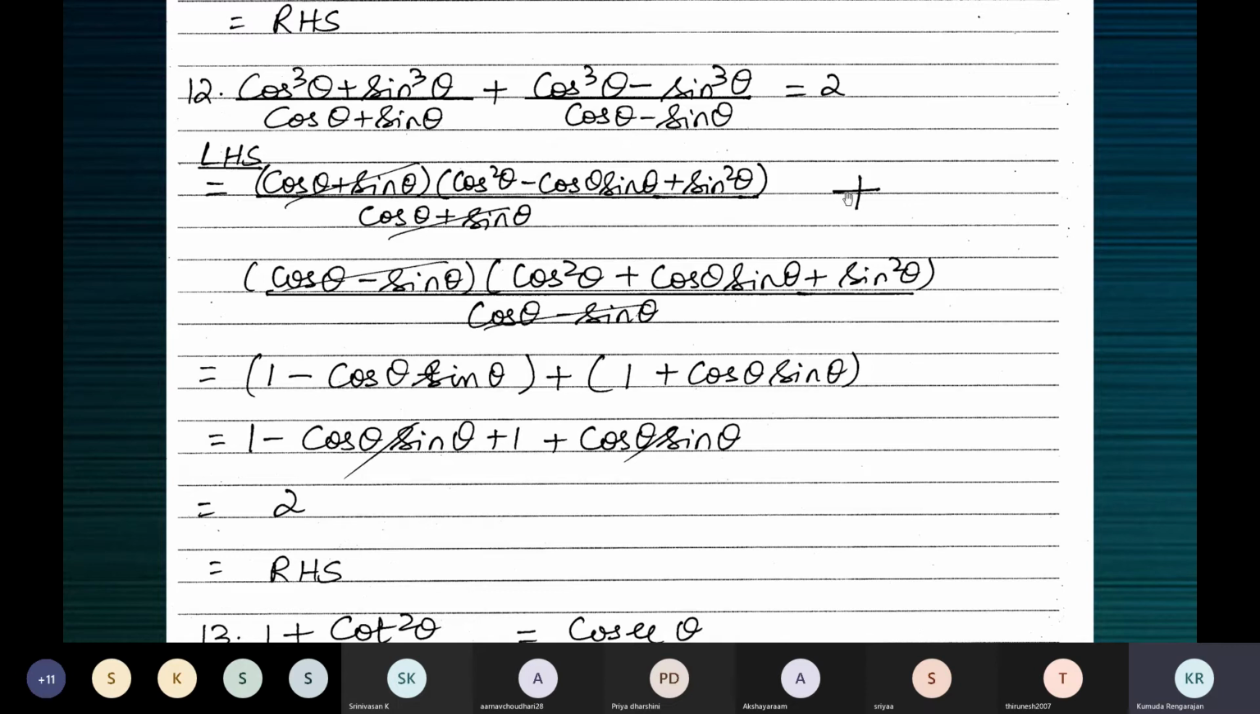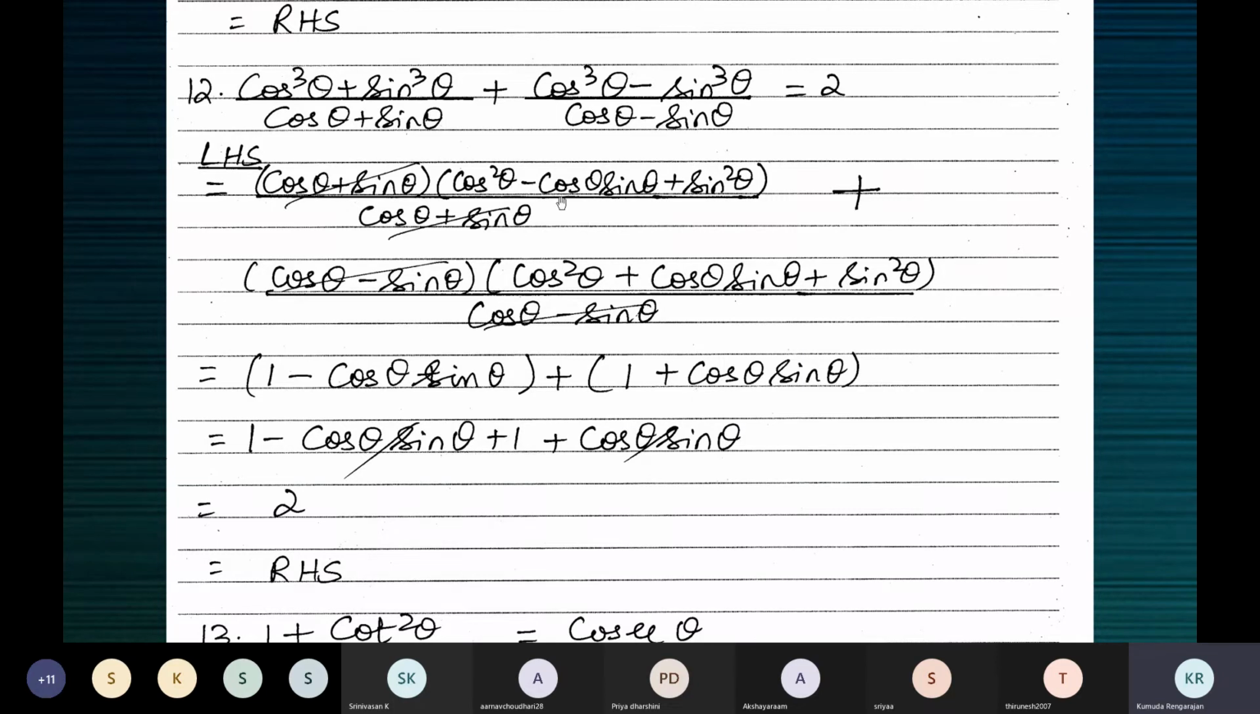Plus this one. The denominator is a minus b. The numerator is a cube minus b cube. We know that a cube minus b cube is a minus b into a square plus ab plus b square, divided by cos theta minus sin theta. Again, the numerator and denominator get cancelled, and we're left with this.